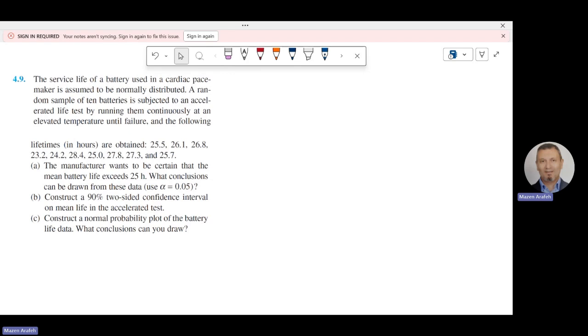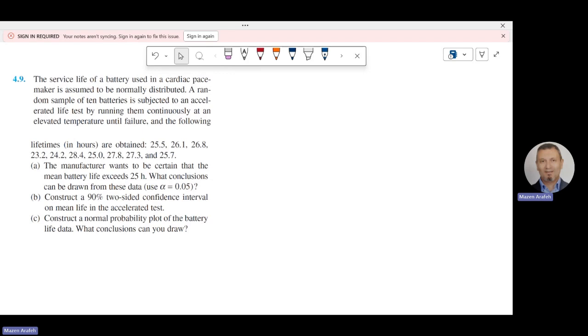Use alpha 0.05. Part B, construct a 90% two-sided confidence interval on mean life in the accelerated test. And part C, construct a normal probability plot for the battery life data. What conclusions can you draw?